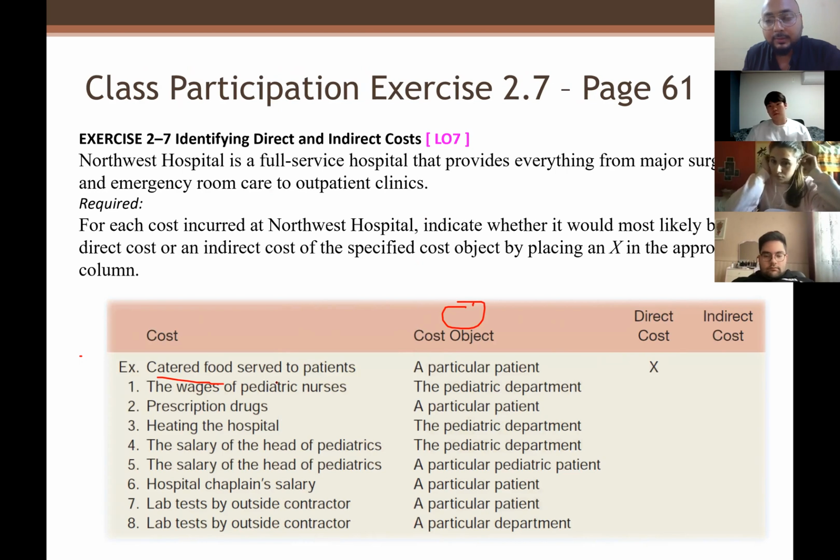For example here, catered food served to a patient, but based on a particular patient, right? If a particular patient asks to give them avocado flavor custard, then you have to make it for them only. So can you trace that cost? Pretty easy, right? So that's why it is called a direct cost, right? So you need to write down X or just good or whatsoever, mark it, check it, okay?